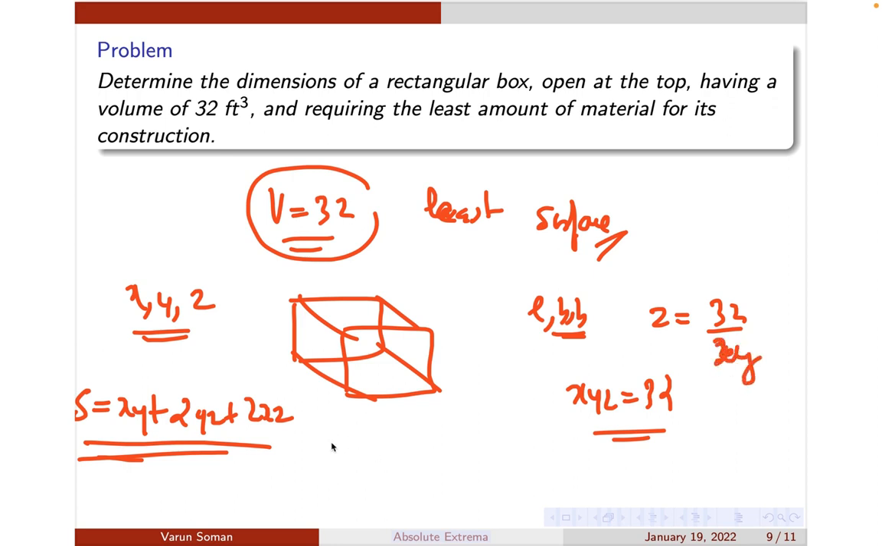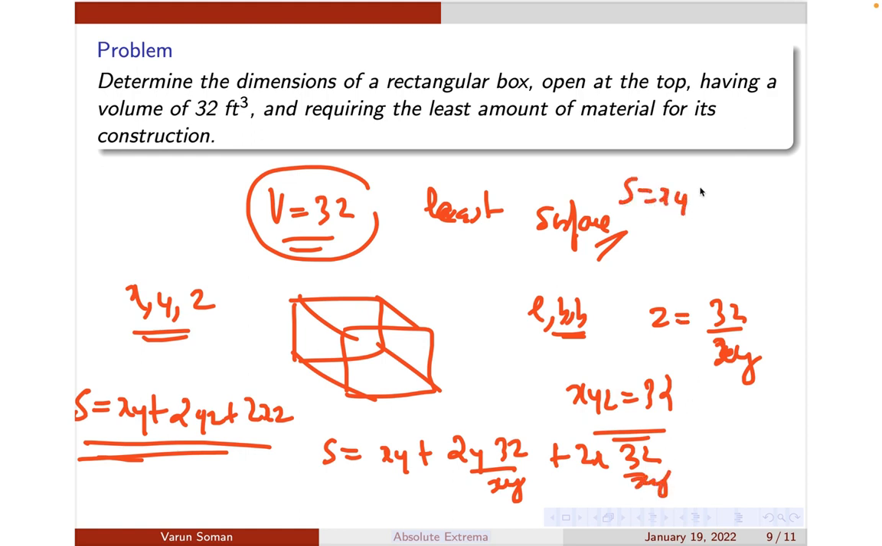So ultimately your S will become xy plus 2y into 32 by xy, plus 2x into 32 by xy. So your function will become S equals xy plus 64 by x plus 64 by y. Sorry, not 64 by xy, it is actually 64 by x and 64 by y.